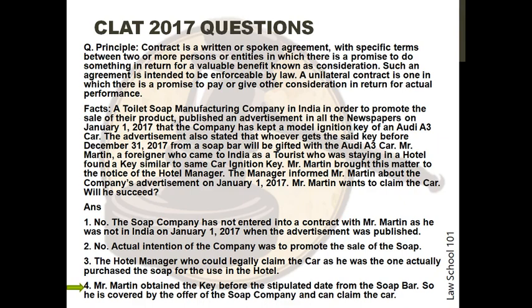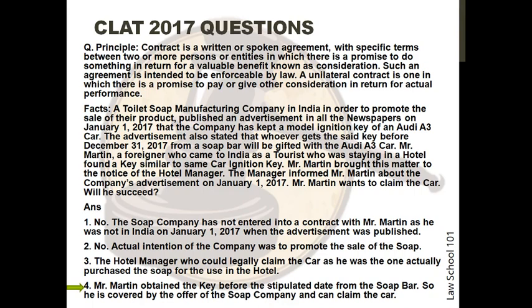the soap company has not entered into a contract with Mr. Martin as he was not in India on January 1st, 2017 when the advertisement was published. The second one is no, actual intention of the company was to promote the sale of the soap. The third option is the hotel manager who could legally claim the car as he was the one who actually purchased the soap for use in the hotel. And the last option is Mr. Martin obtained the key before the stipulated date from the soap bar, so he is covered by the offer of the soap company and can claim the car.